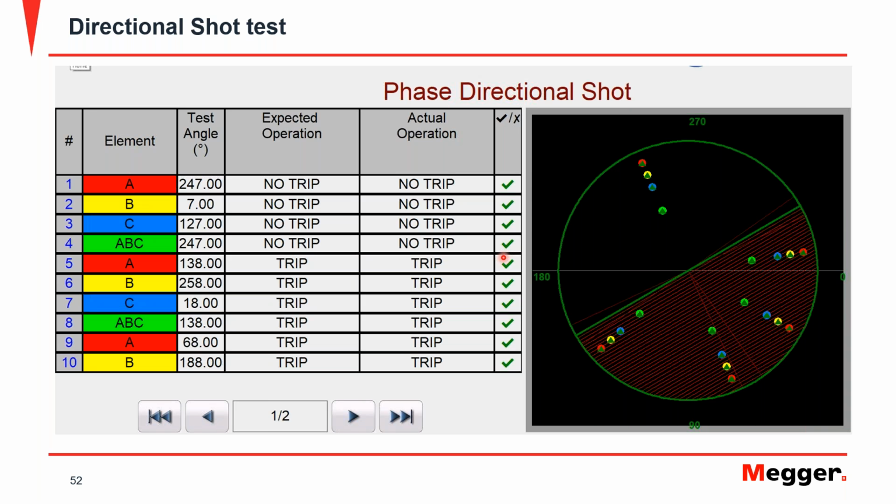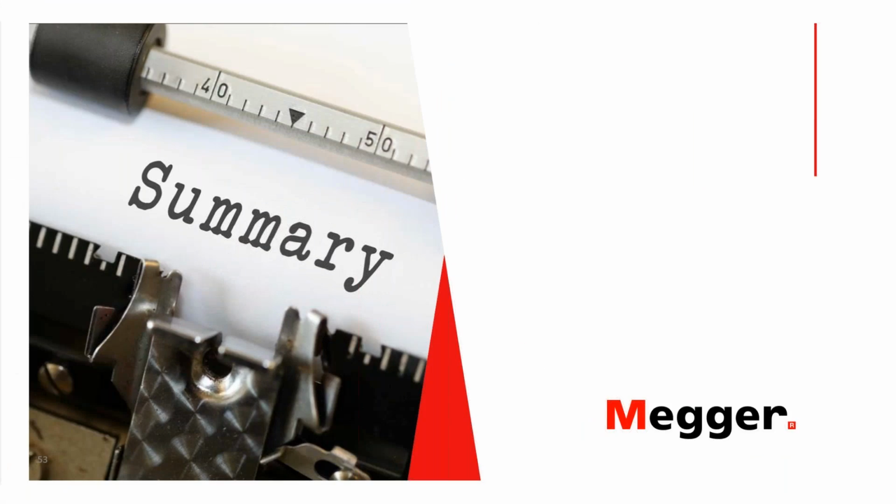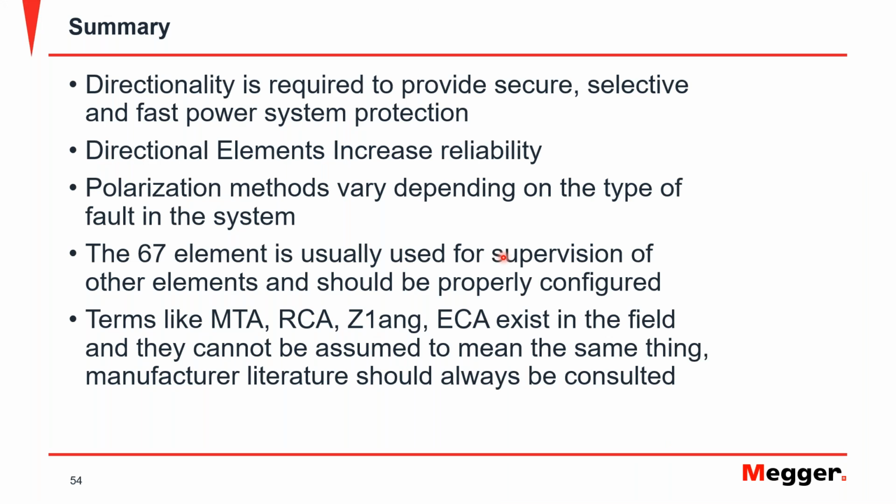I guess this is all for today. As a summary, the directionality is important, and it's required to provide secure, selective, and fast power system protection. Directional elements increase reliability, as we saw in the case where if you're using it, you're not leaving customers or lines or even sources out of the system that shouldn't be out of the system.